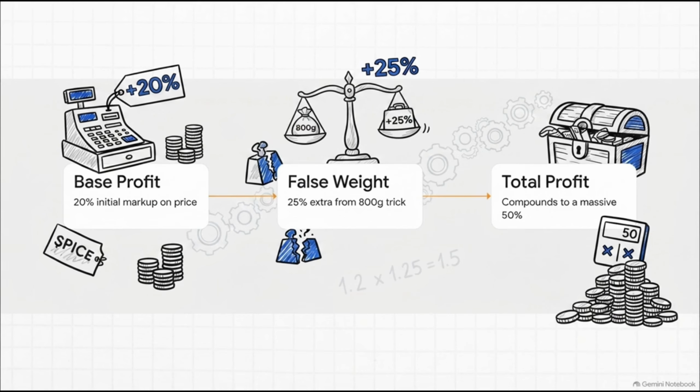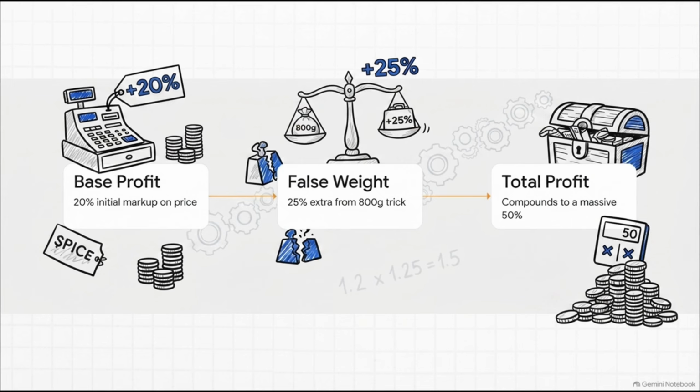Okay, but what if our dealer isn't just dishonest, but openly greedy too? Let's say a shopkeeper boldly marks up their goods by 20% right off the bat. So step 1 is a 20% base profit. But then, step 2, they also use that false 800-gram weight on the scale, which, as we just learned, secretly adds another 25% profit. So what's the total? If you're thinking 45%, think again. Deception compounds. Mathematically, it's a multiplier effect.